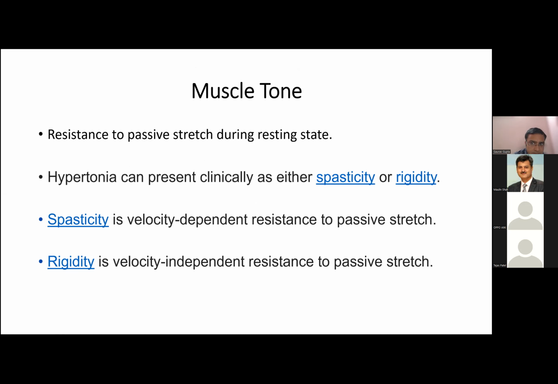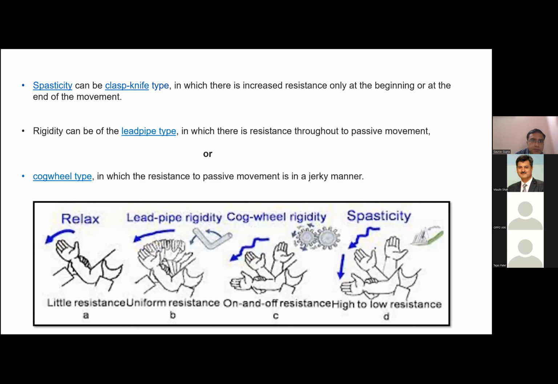or rigidity. Spasticity is a velocity dependent resistance to passive stretch, and it changes with change in velocity, whereas rigidity is velocity independent resistance to passive stretch. Now, spasticity can be of clasp knife type, wherein there is increase in resistance only at the beginning or at the end of the movement, the way a clasp knife opens.